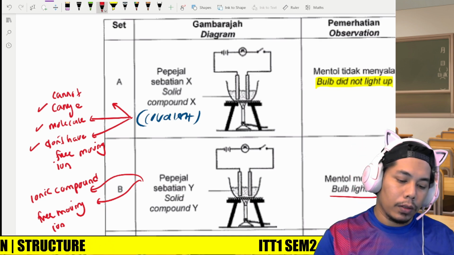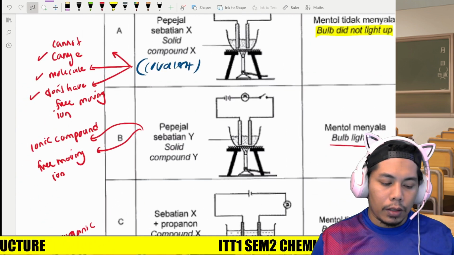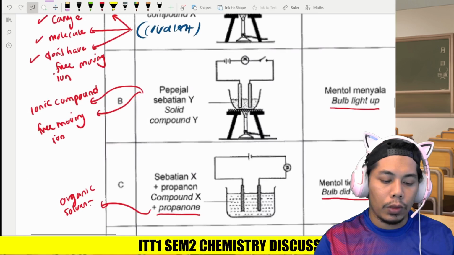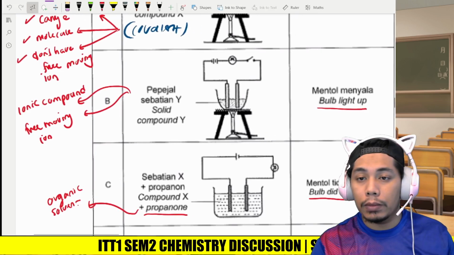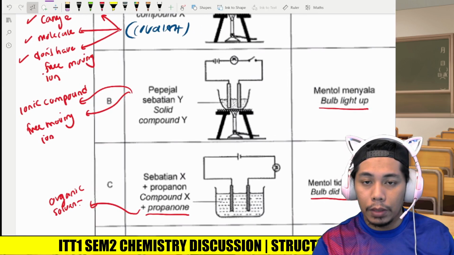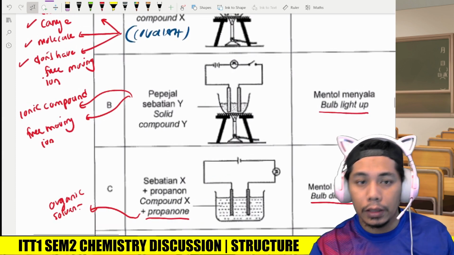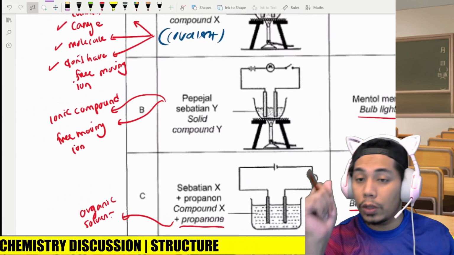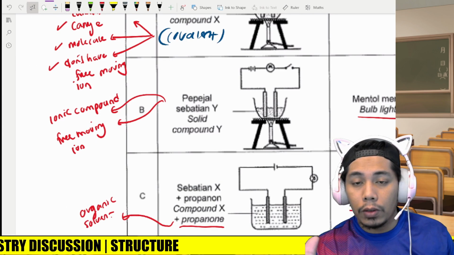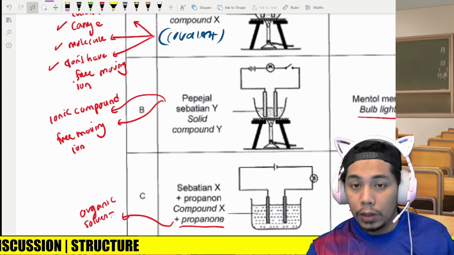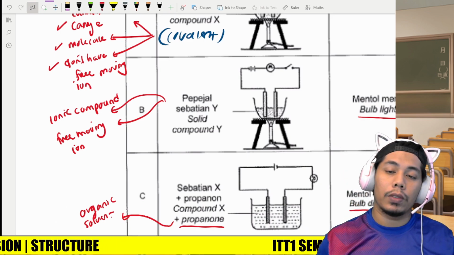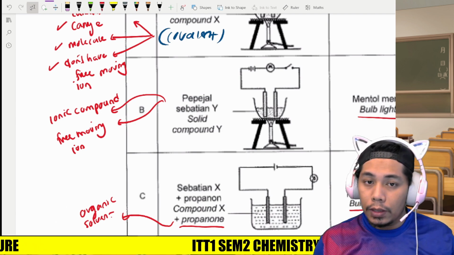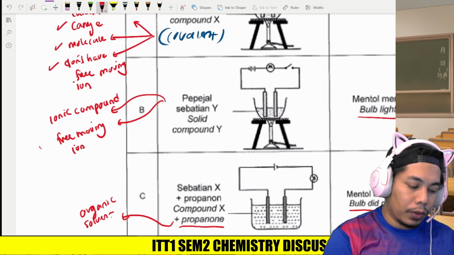For set B, we use compound Y, and when heated with the Bunsen burner, the bulb lights up, meaning that it can carry electricity. Why can it carry electricity? Because compound Y is an ionic compound. An ionic compound cannot carry electricity in solid state, but after heating with the Bunsen burner, it exists in molten state. In molten state, it now has free moving ions.